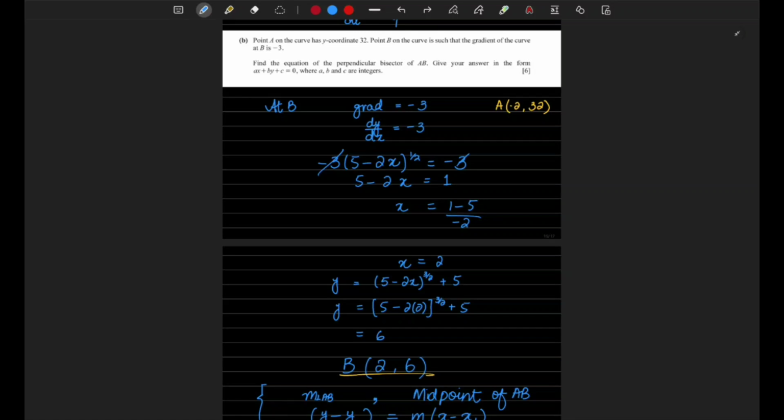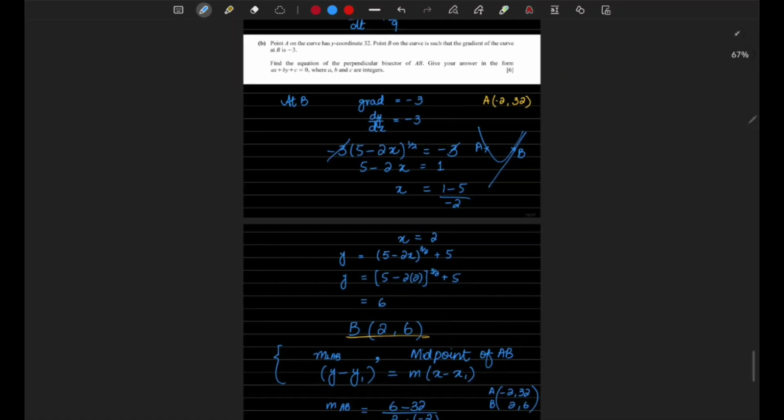And what does gradient mean? For example, if this is the curve, and this is point A that we know, and now there is a point B for which the gradient is minus 3. That means the gradient of the tangent, that means the derivative at that point, is minus 3. So we equate the derivative that we found in part A to minus 3 to get the value of x, and then substitute it in the original equation of y to get y. So we get the coordinates of point B, which we found to be (2, 6).